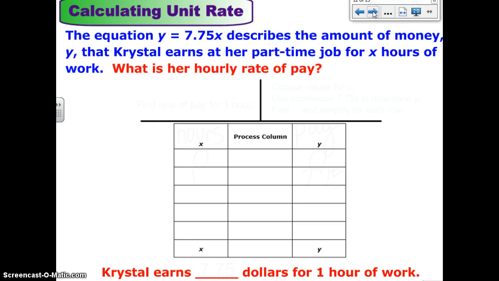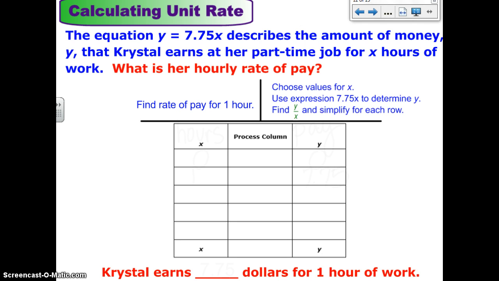The equation y equals 7 3/4 x describes the amount of money, y, that Crystal earns at her part-time job for x hours of work. What is her hourly rate? We want to find her rate of pay for 1 hour. We're going to choose values for x. We're going to use our expression 7 3/4 x to determine y, and then simplify y by x.